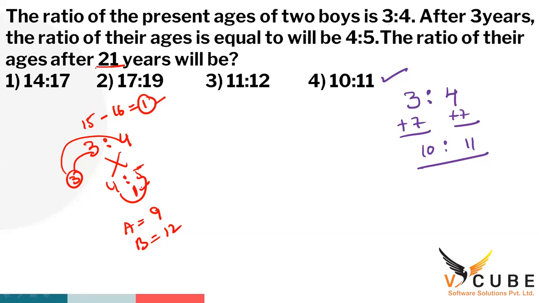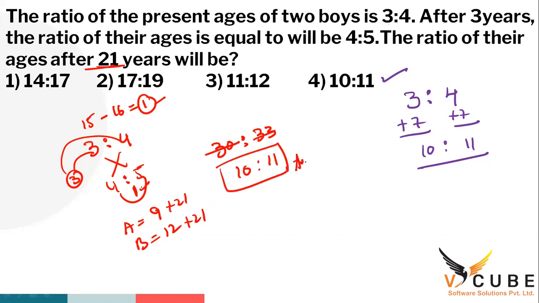The problem says after 21 years. So plus: 21 plus 9 is how much? 30. And 12 plus 21 is how much? 33. So now calculate: 3 10s are 30, 3 11s are 33. That's why the answer is 10:11. Option 4 is the right answer.